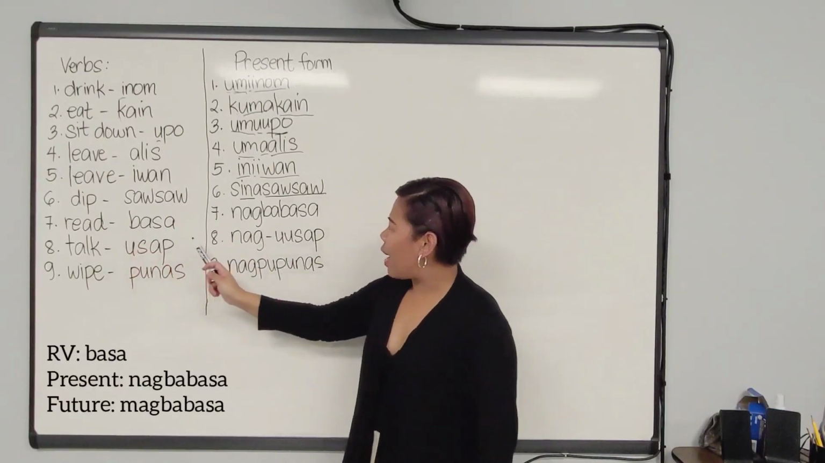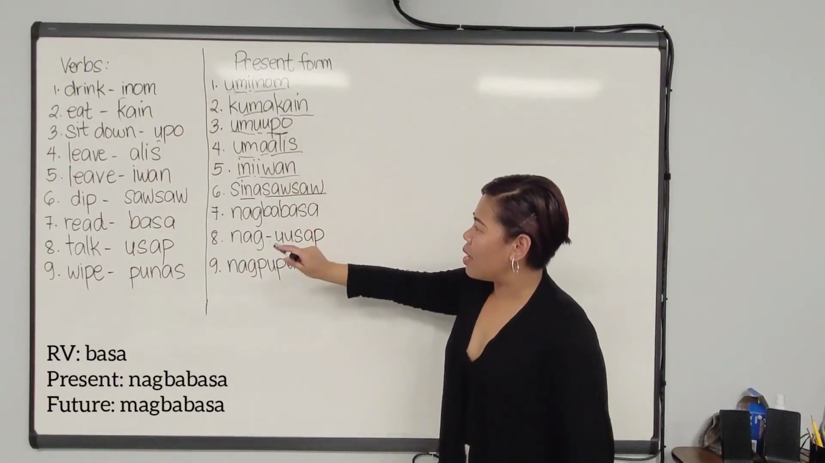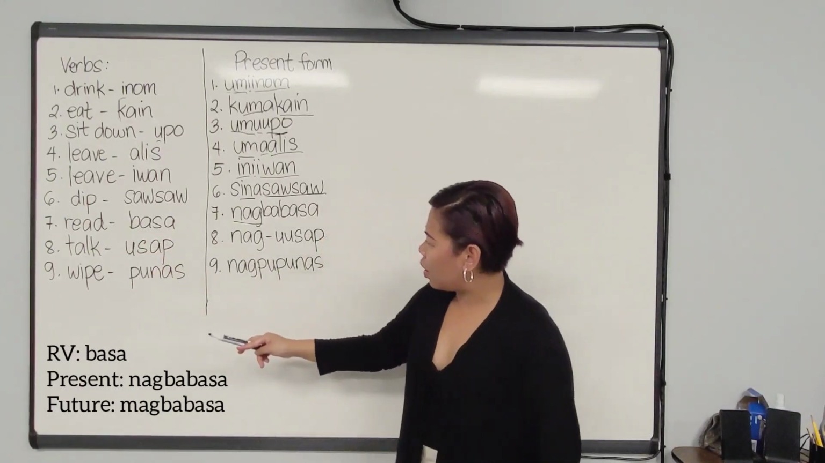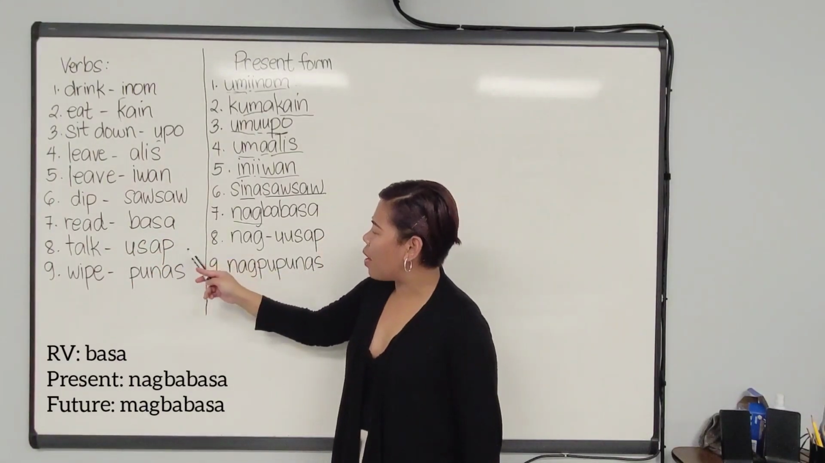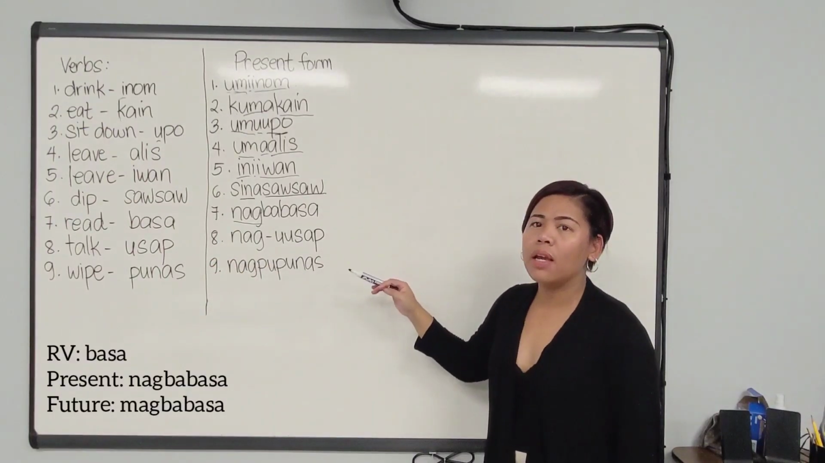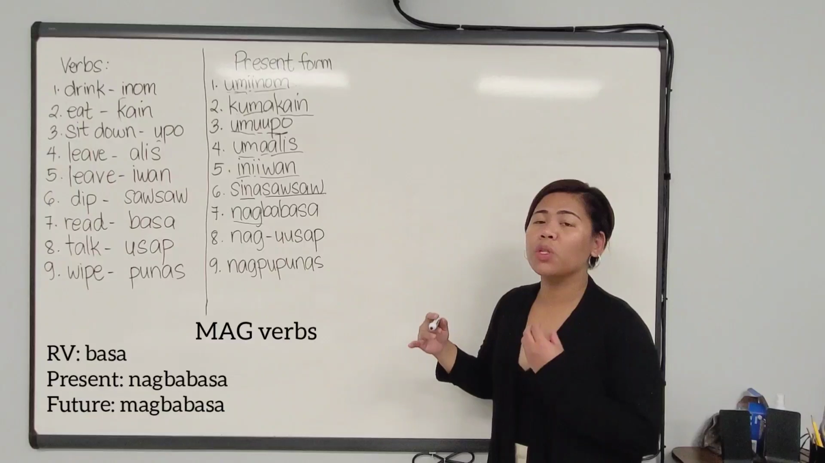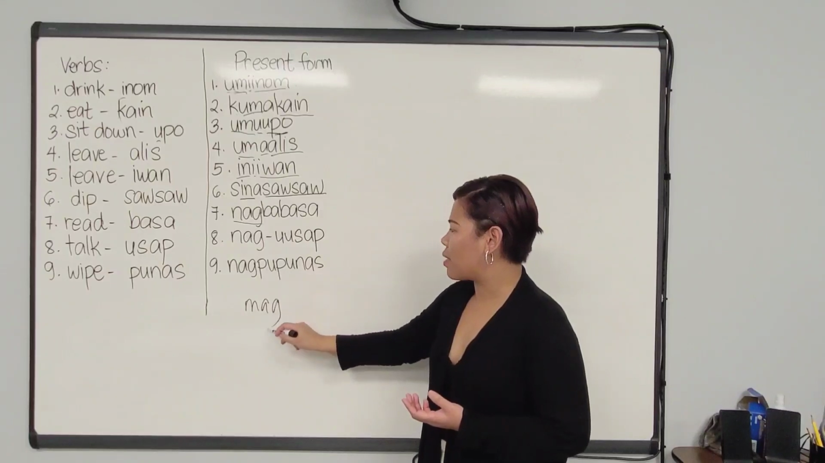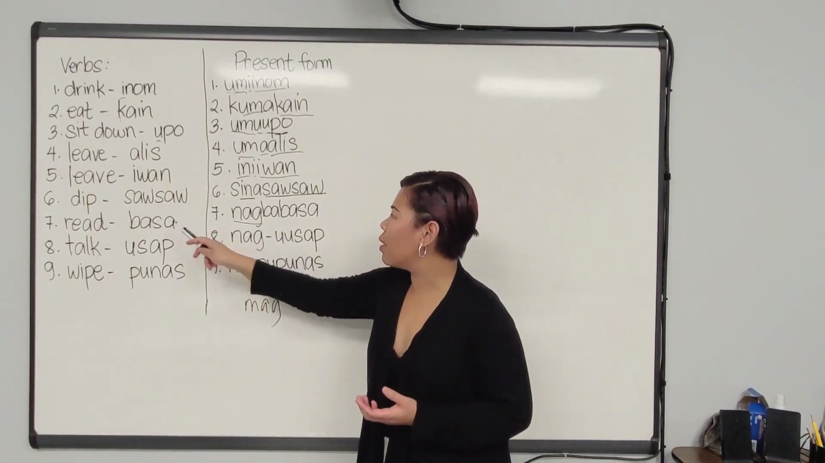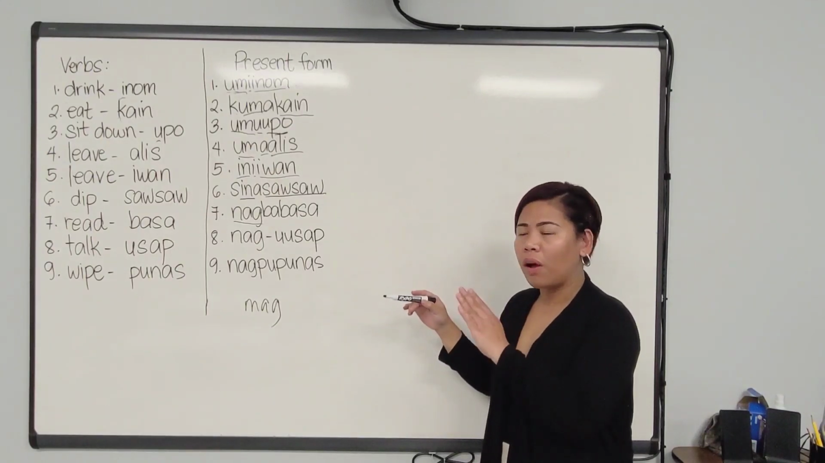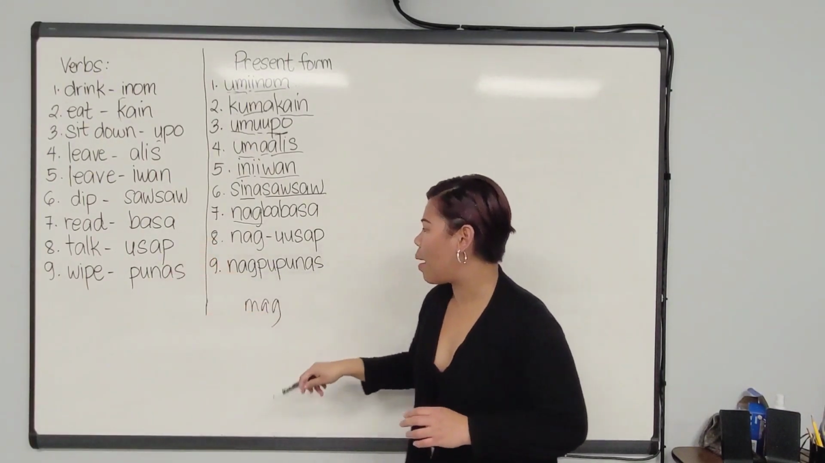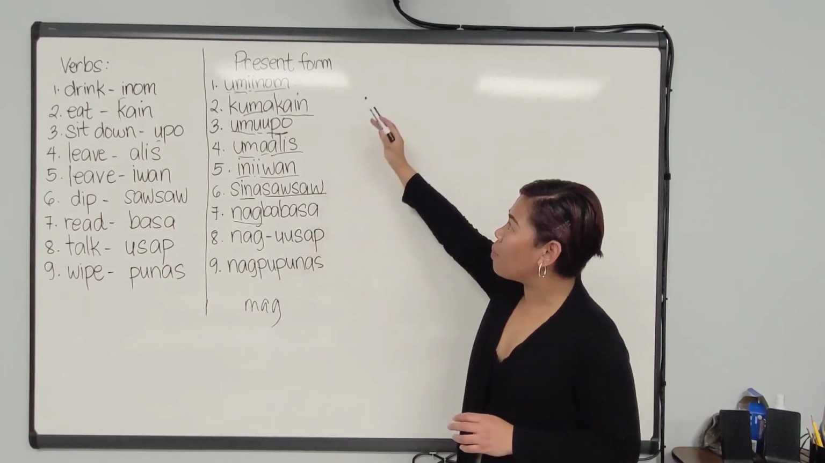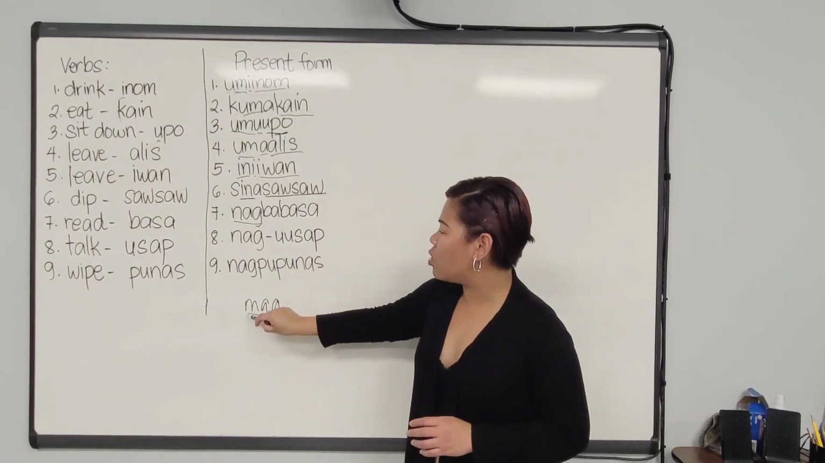Now, next one, basa. It's not the same as this because these verbs here, read and talk and wipe. So basa, usap, punas are actually, we call them the mag verb because the future tense of this verb has the mag as the prefix. So future is mag, and then we repeat the first syllable of the root verb. Magbabasa, mag-uusap, magpupunas. But when you form their present tense, you change mag to nag.